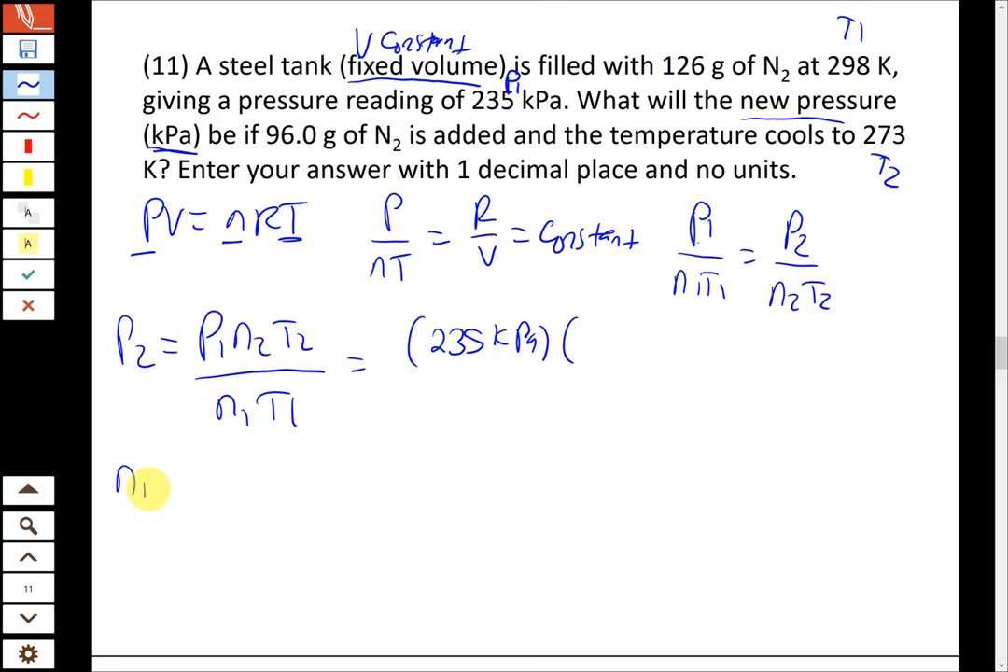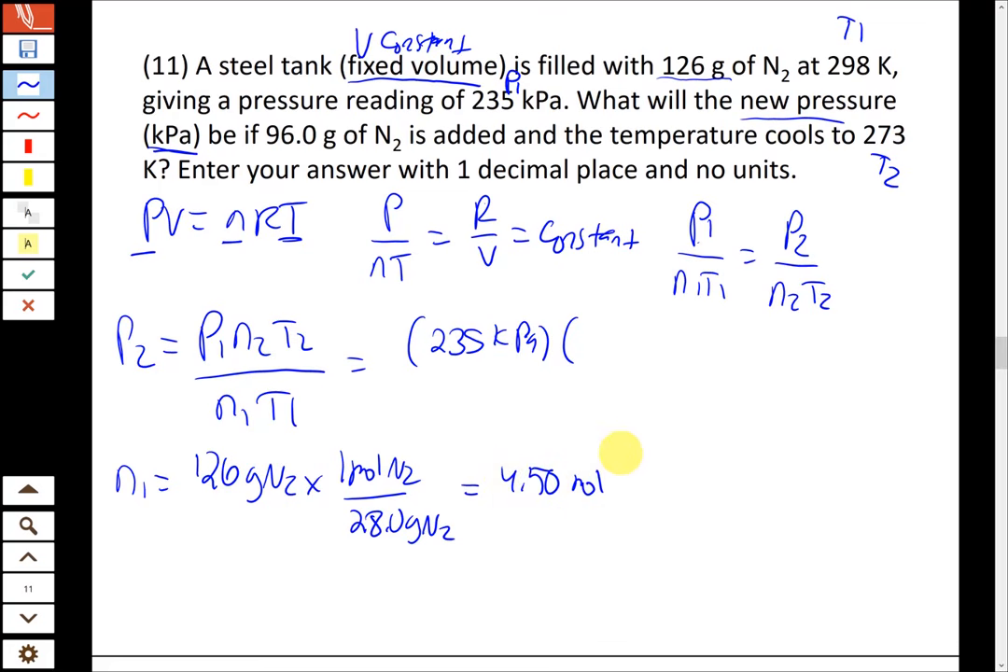N1 is the amount that's initially present, 126 grams of nitrogen. We'll convert that to moles using its molar mass of 28. So mass to mole conversions do come into play at times in ideal gas problems as well.